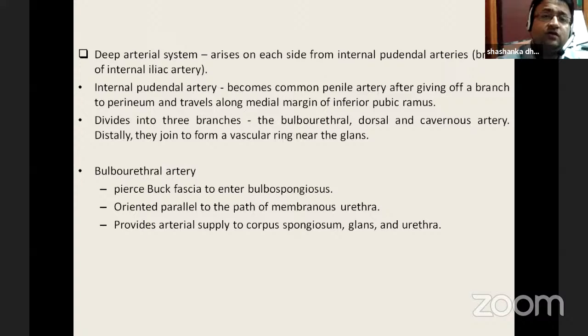It travels along the medial margin of the inferior pubic ramus and divides into three major branches: the bulbourethral, the dorsal artery, and the cavernous artery. Distally, they join to form a vascular ring near the glans. The bulbourethral artery pierces the buccal fascia to enter the bulbospongiosus muscle. It is oriented parallel to the path of the membranous urethra. It provides arterial supply to the corpus spongiosum, the glans, and the urethra.